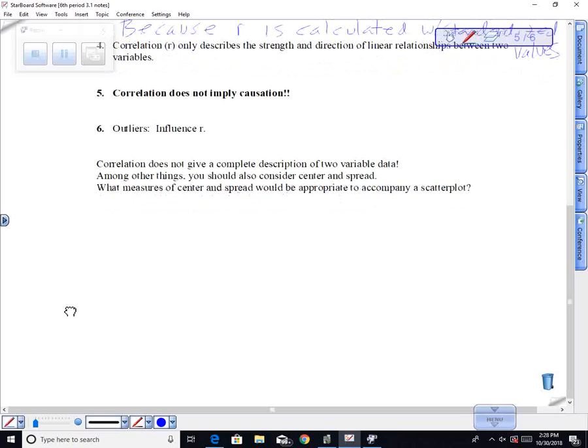The last thing says correlation does not give a complete description of two variable data. Among other things, you should consider the center and the spread. What measure of center and spread are we talking about when we're talking about scatter plots and R? Be careful. How do you calculate R? It's a standardized score, so it's the mean and standard deviation.